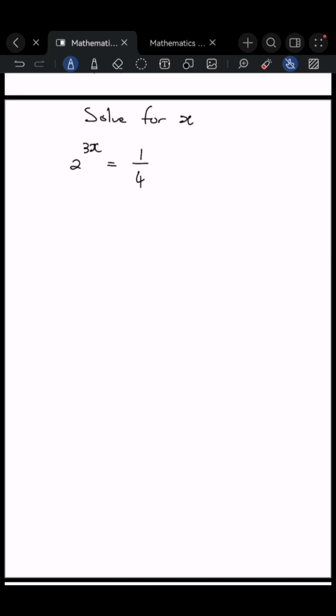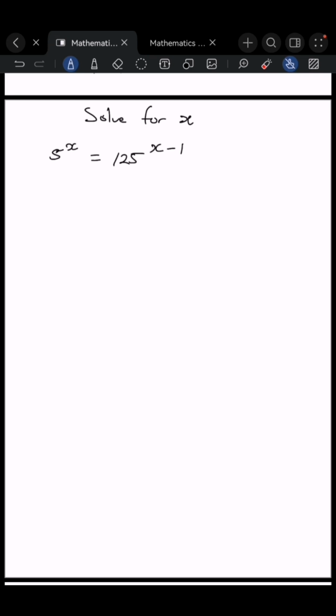Alright. We're going to say 2 raised to the power of 3x is equal to 2 raised to the power of negative 2. Therefore 3x is going to be negative 2. Therefore x is going to be 2 over 3, all negative.